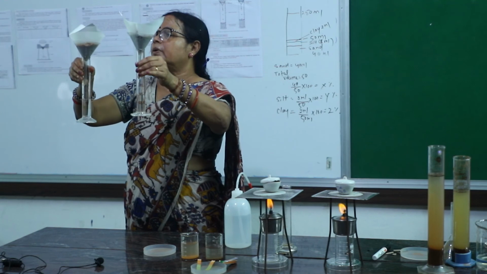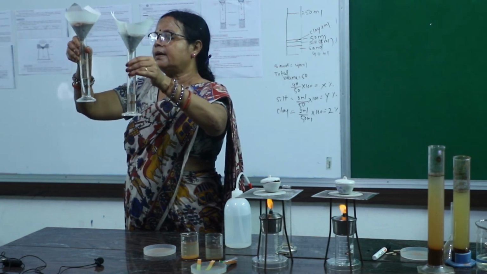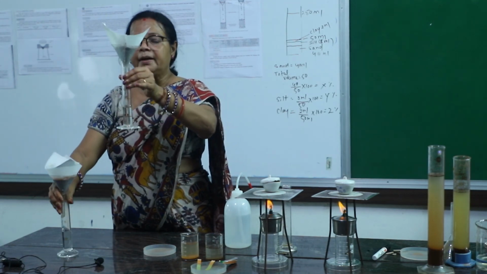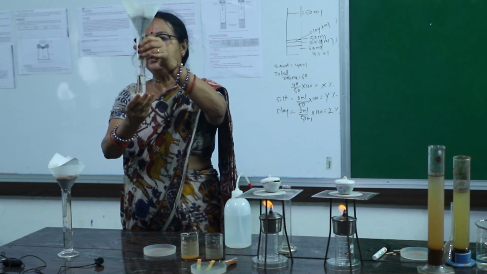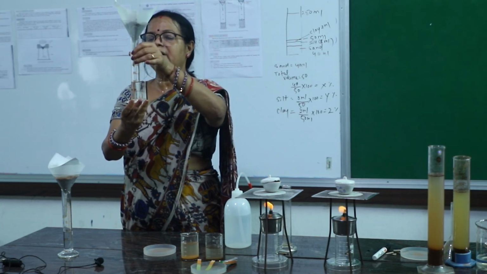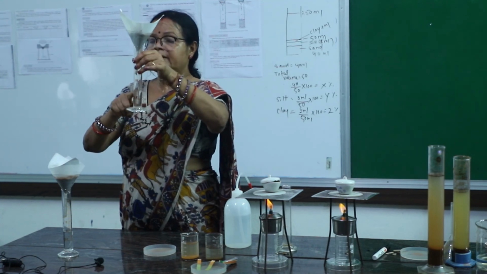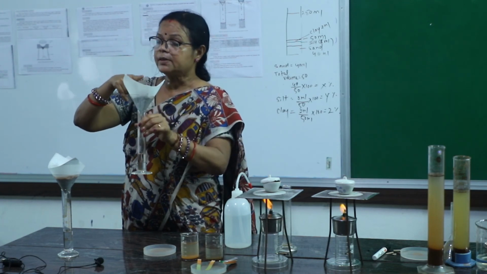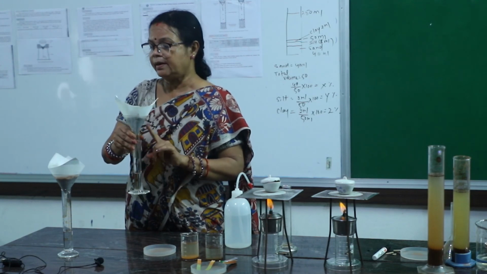Look here, the roadside soil measuring cylinder contains more water, that is around 22 milliliter. And in garden soil, water collected is less, that is 21 milliliter. So in garden soil, less water collected means more water must be retained by the garden soil. That means garden soil has more water holding capacity than roadside soil.